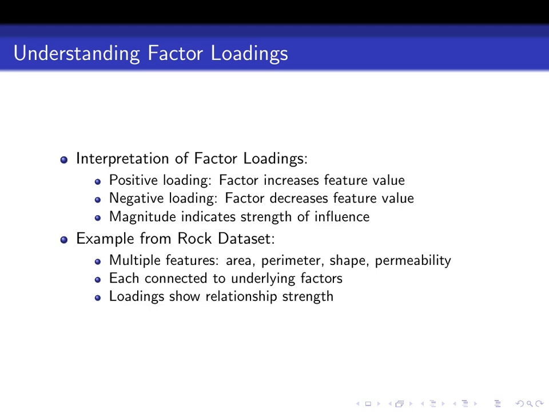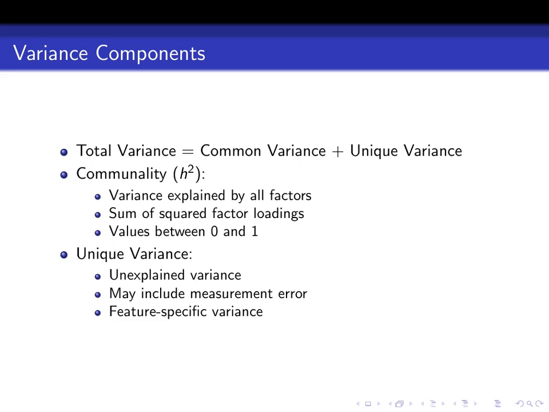In our rock dataset, we can see how features like area, perimeter, shape, and permeability are all connected to underlying factors with varying strengths. Let's talk about variance components.